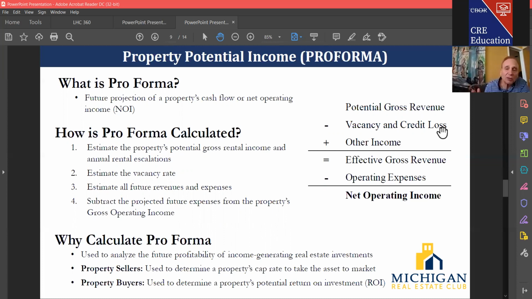And then what's other income? When I ask people in my class, other income, well, if it's an apartment, you've got income from washing machines and dryers, internet, covered parking, or in a shopping center, it's percentage rent. So effective gross income is less vacancy and other income. Those are key terms. And then you get your net operating income. That is the whole heart of a basic analysis of a building. You have to have the NOI.